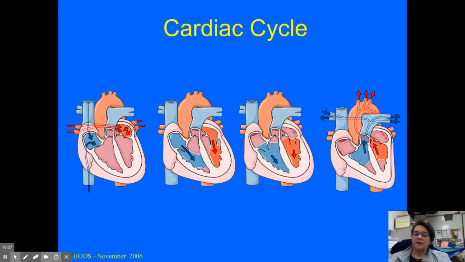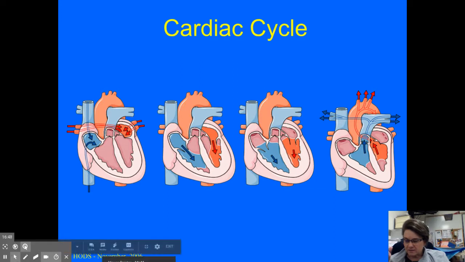So here we're looking at the cardiac cycle. The first part you're seeing is when the atriums are receiving blood. On the left side, let me see if I can get my little pointer to work.